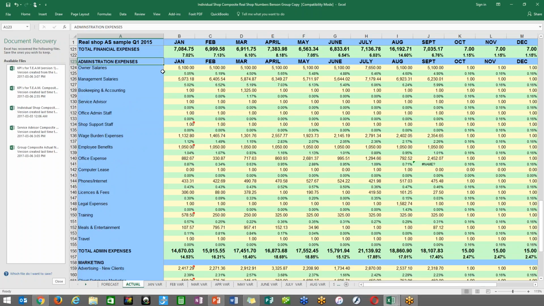Administrative expenses, I love the way this is broken down. Owner salary, so we can see that he's paying himself $5,100 a month, but he also has a manager. In this particular case, to the best of my knowledge, that's his son that works for him, so he's seeing his salary as an owner and a manager. You think, oh, his son's making almost as much as he is, and some months he's actually making more.